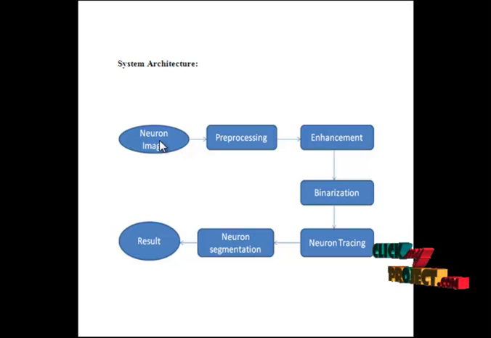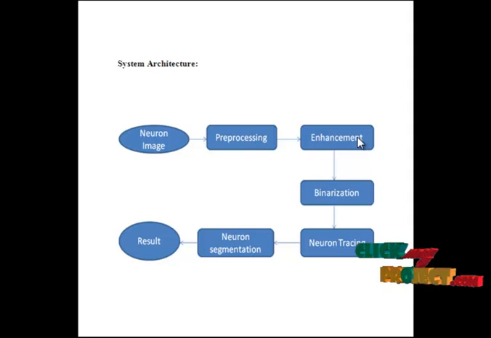Now let's see the flow of our project. Here we have to provide a neuron image as an input. The provided neuron image is passed to the pre-processing stage. Here we are applying a Gaussian filter to our input image. Gaussian filter is often used to remove the noise from the image. We use the imfilter function on our input image. Gaussian filter is a windowed filter, a linear filter. The noise-free image is passed to the enhancement.